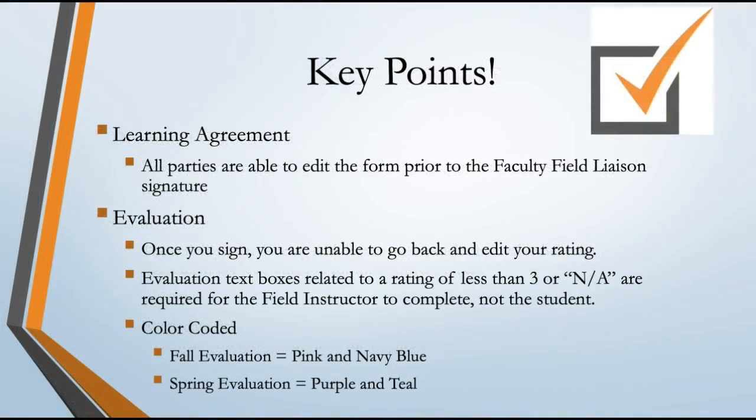With regard to the learning agreement, all parties are able to edit the form prior to the faculty field liaison signature. Whereas the evaluation, once you sign, you are unable to go back and edit your rating. Also, the evaluation text box related to a rating of less than 3 is required for the field instructor to document. However, the strategy for improvement is a collaborative process between the student and field instructor.